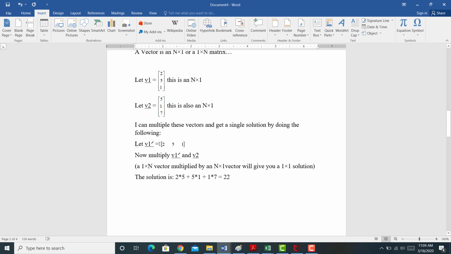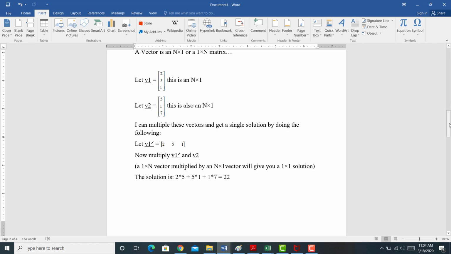Now I can multiply the transposed v1 vector by the v2 vector. A 1 by n vector multiplied by an n by 1 vector will give me a 1 by 1 solution. How do I do this? I take the transposed v1 vector and compute 2 times 5 plus 5 times 1 plus 1 times 7, and that gives me a solution of 22. This should just be a refresher of matrix algebra. Some of you may have never seen this before. That's all right. We'll work some problems, and we'll work an example here that will help you in the next video.